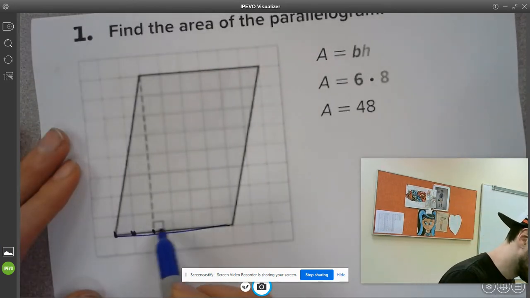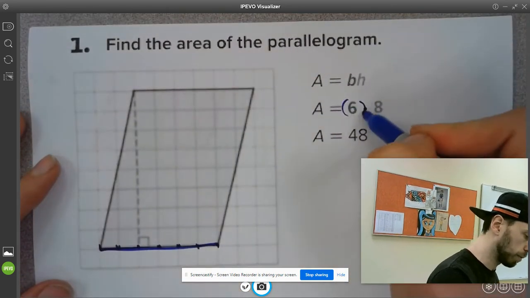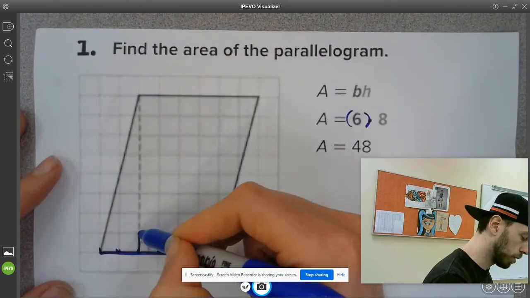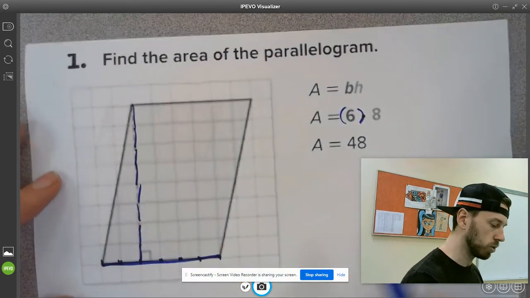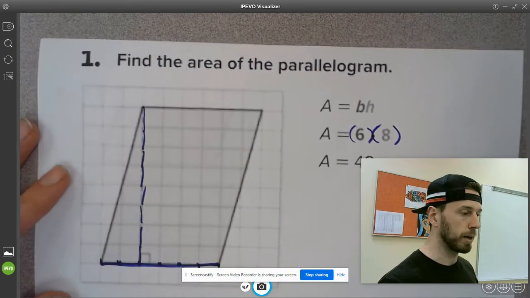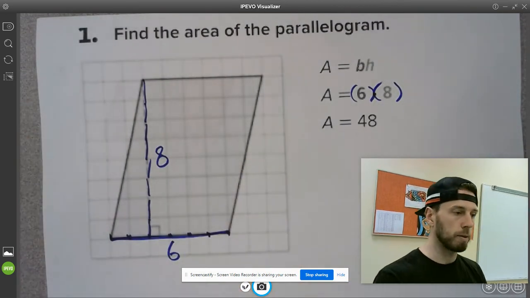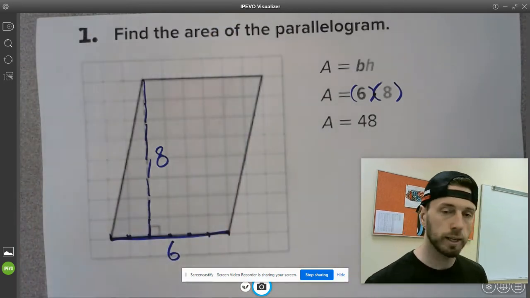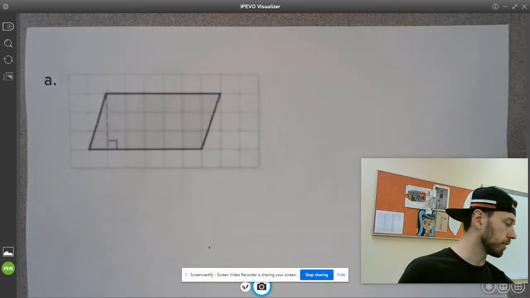So we've got 1, 2, 3, 4, 5, 6 squares across the bottom, which is where we get this 6 from right here. And then the distance from the bottom to the top would go up 1, 2, 3, 4, 5, 6, 7, 8. We would travel 8 squares up, and that's where they get the 8 from there. And if you take those two together, 8 and 6, and you multiply them, you get 48. The area of this parallelogram is 48 units. And that's it. That's how you find the area of a parallelogram.